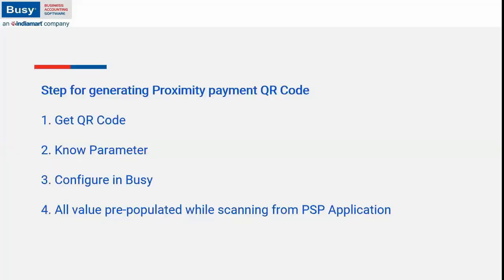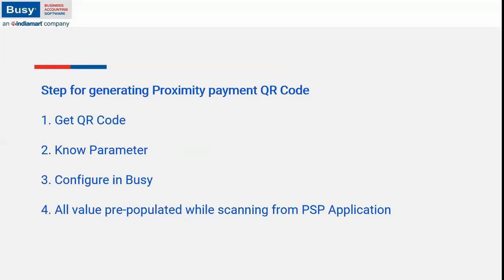Then you need to scan that QR code with the help of a QR code mobile app. Then you will get one link. In that link, you have to configure certain things. Then you need to paste that link in your Busy software. Then the payment UPI code will work. So let me show you that in a practical way.